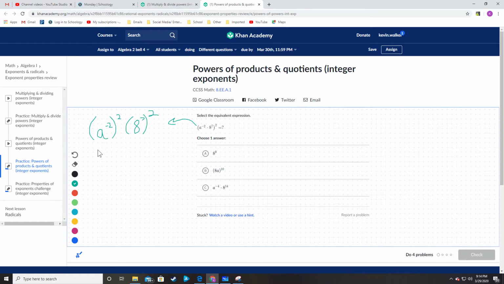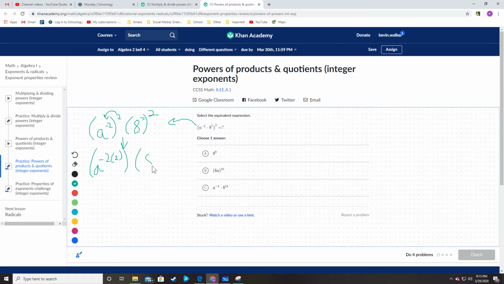Now you've seen these rules before, but it's important for us to review them going into the next part of our unit. So we're going to multiply these out, and then rewrite our new answer. So we have a to the negative 2, to the second power. What's going to happen is we're going to bring this 2 in, and this is going to be a to the negative 2 times 2. So that's one thing happening right here.